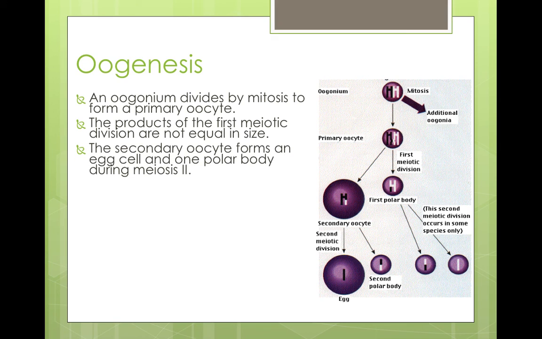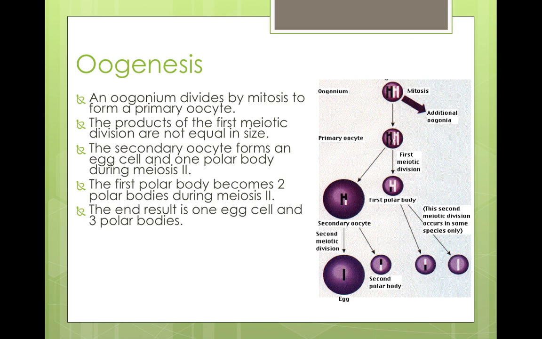In oogenesis, again, the primary cell that starts this is formed through mitosis, but then after that, meiosis occurs, and you wind up with 1 egg and eventually 3 polar bodies. The polar bodies in humans are not used for anything, they're reabsorbed by the body.